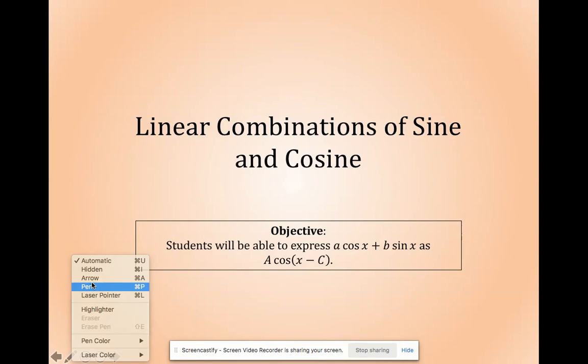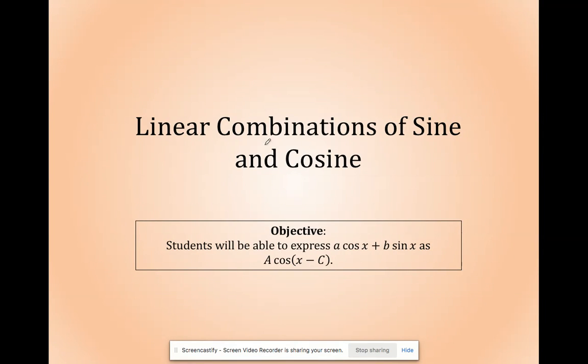Hey kids, ready to do linear combinations of sine and cosine? Huh? Wait, what does that even mean? Linear combinations. Linear, meaning I don't have any squares, cubes, or whatever, and I am combining cosines and sines.